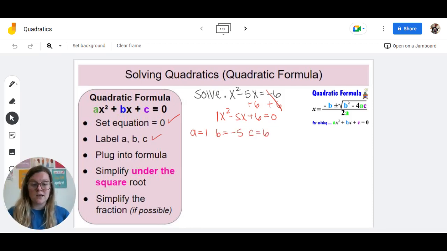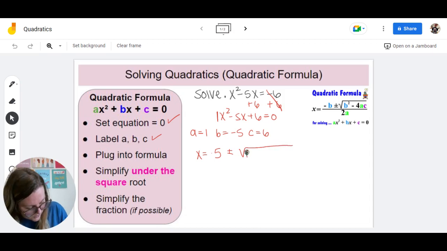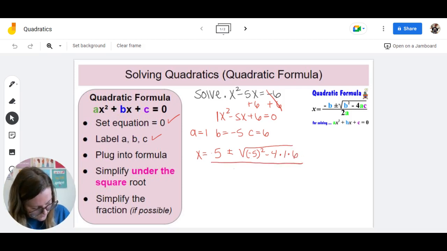All right, step 3 is to plug it into this formula. So x is equal to negative b. Be careful here: negative from the formula, then I'm putting in a negative 5. If you want to put it in parentheses, you can. Or I know that 2 negatives make a positive, so I'm actually going to make that a positive 5 right away. So 5 plus or minus the square root of b squared. Again, make sure you put that in parentheses because we want the whole entire negative 5 squared, minus 4 times my a value of 1 times my c value of 6, all divided by 2 times my a value.